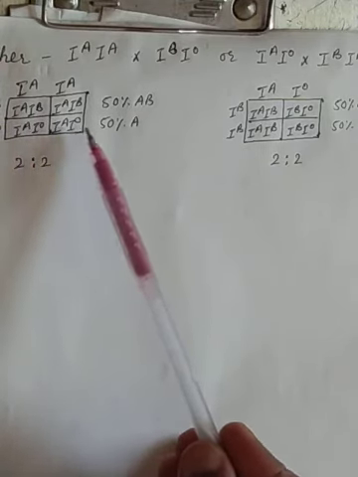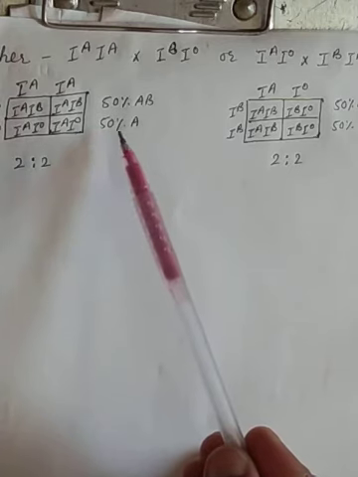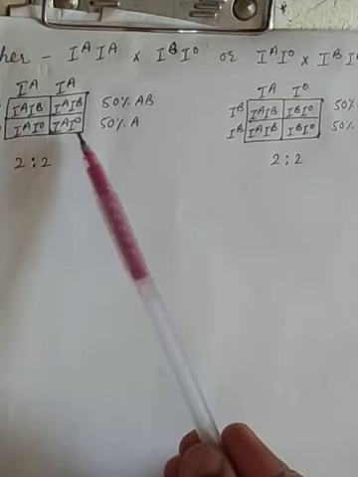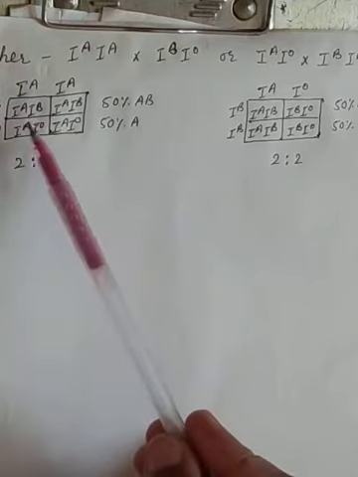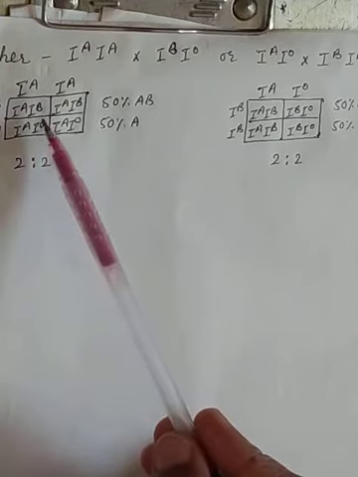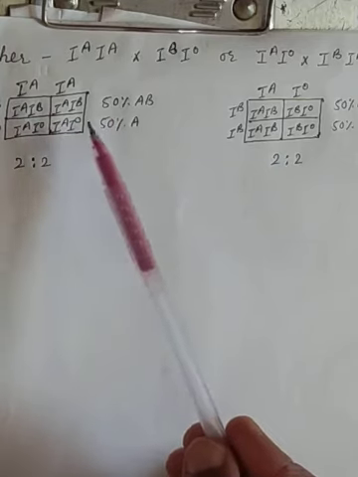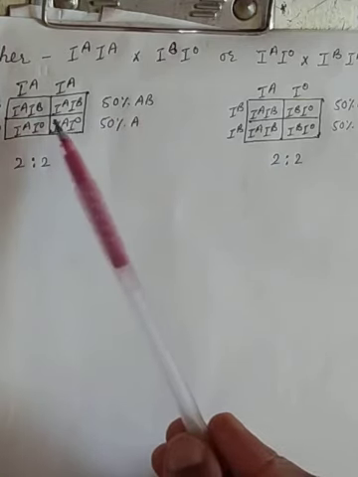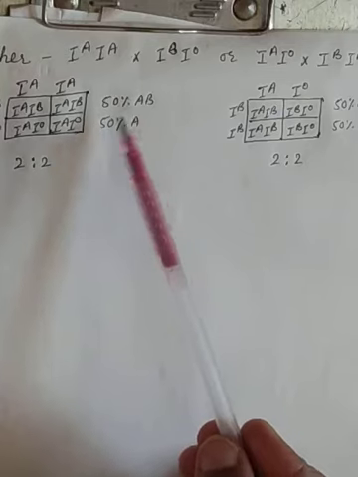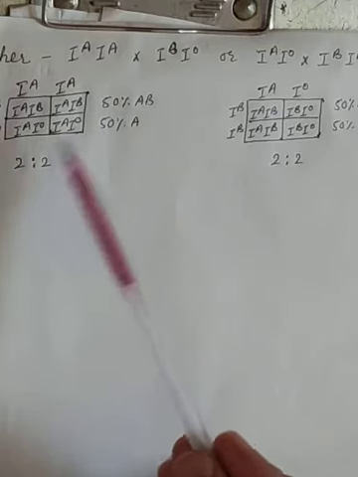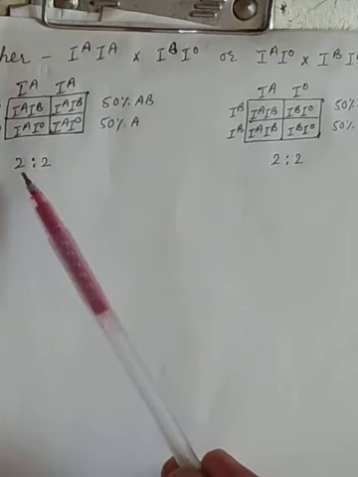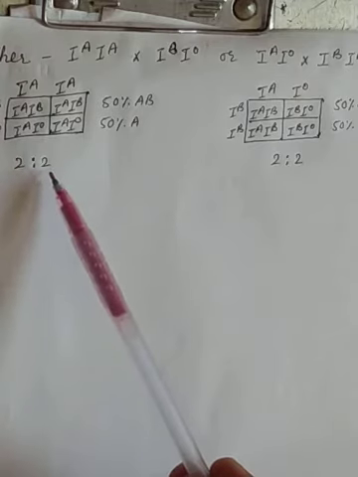IAIB and IAIO, that is in 50% each. Heterozygous A blood group is in 50% and heterozygous AB, because both are different alleles, so these are produced. Okay, so here blood group AB is present in two progenies, and two will have A blood group.